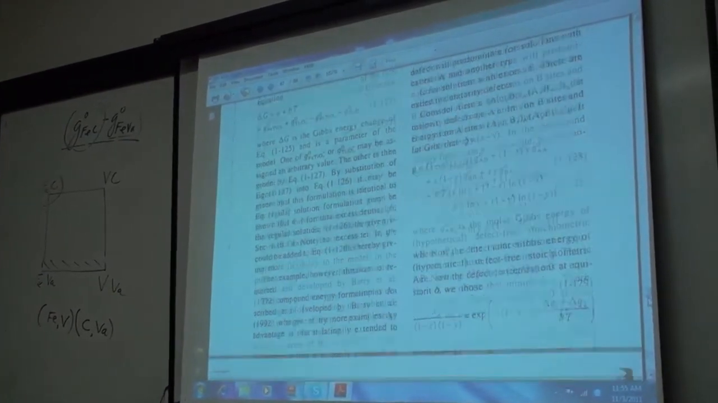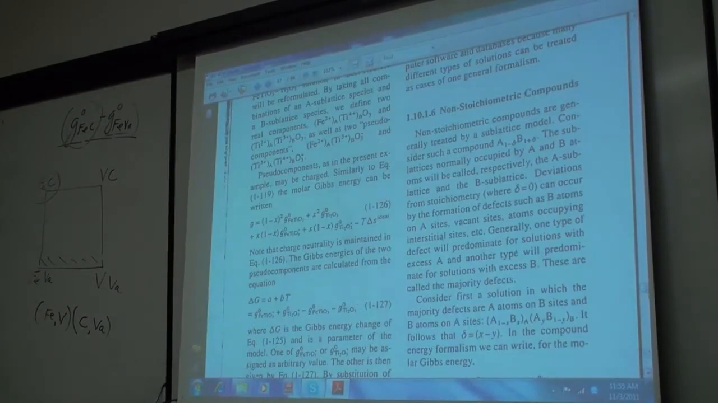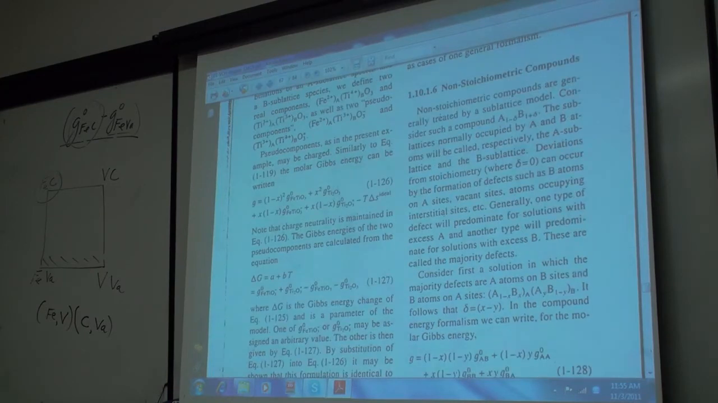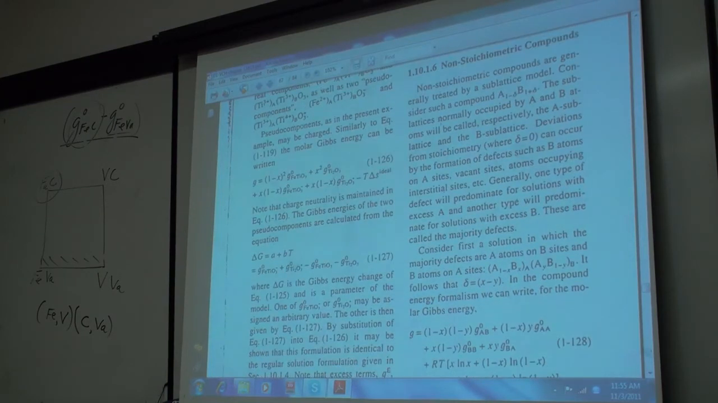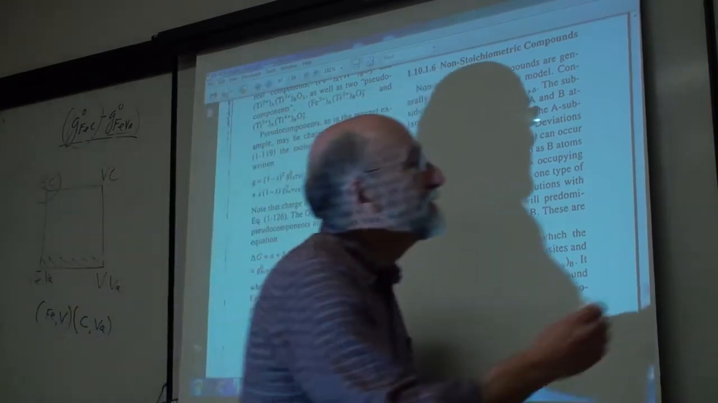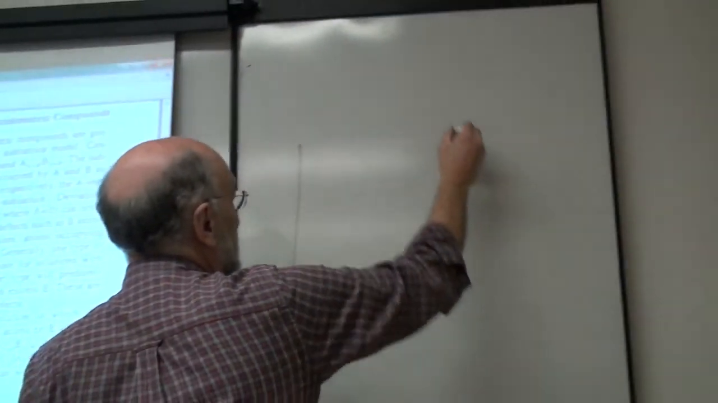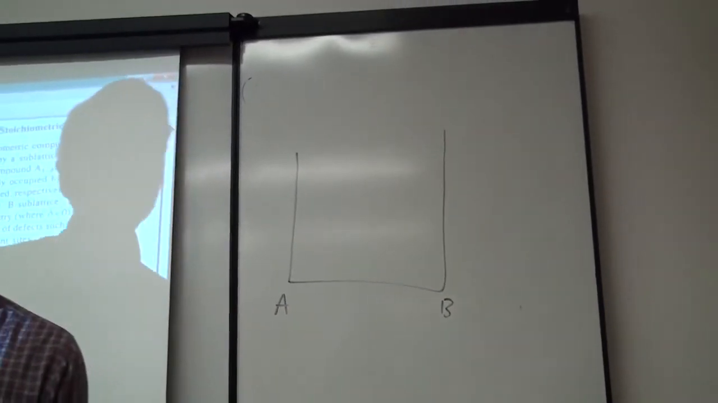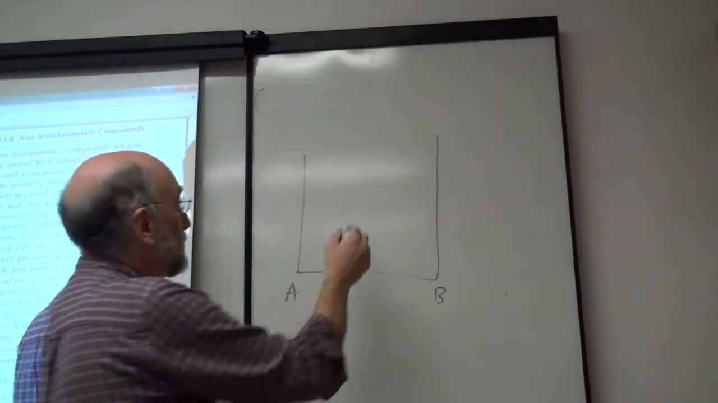Okay, let's talk about now non-stoichiometric compounds. So this is page 65 in the file number 1. Non-stoichiometric compounds. And we can treat these generally by a simple sublattice compound energy formalism. I'll draw this over here. So let's take a compound. Actually, I already did this last week for the magnesium yttrium thing, but let's do a simpler one here.